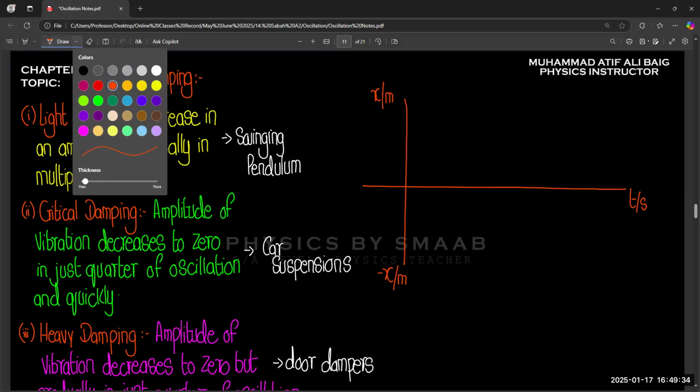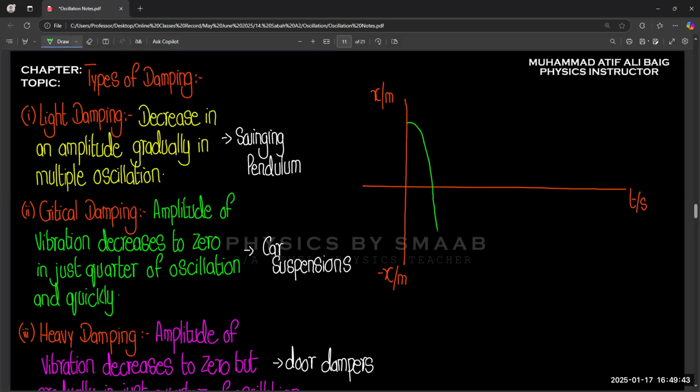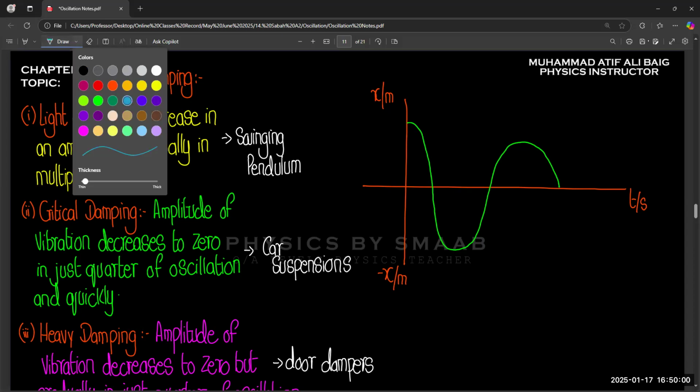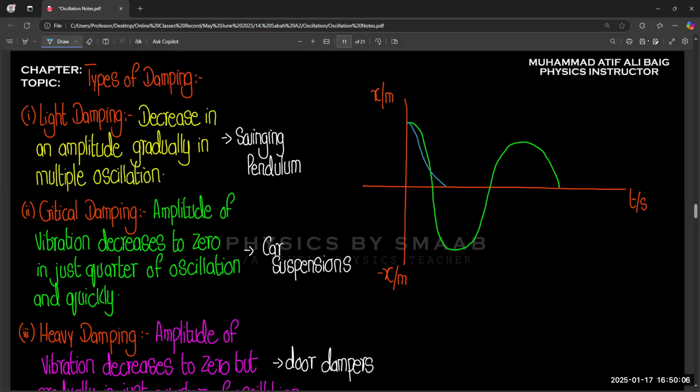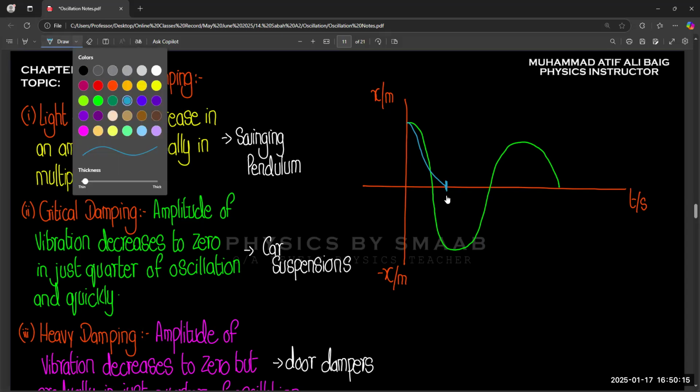So first of all, we have light damping. It is a normal representation of the wave. So you can see amplitude decreasing very gradually. But if we consider critical damping, it starts to decrease very quickly, like this. Okay. And finally, for heavy damping, it also decreases quickly, but not like critical.